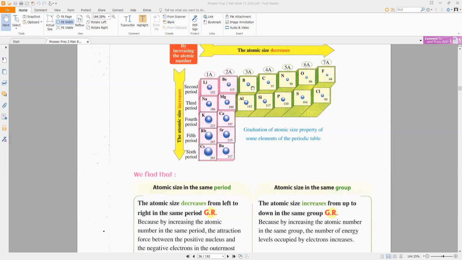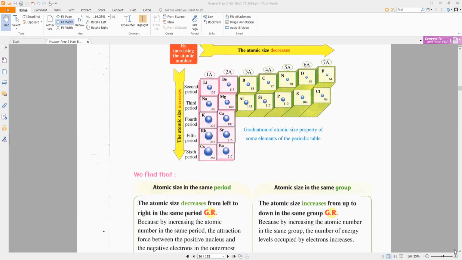About group, what happened to the size as we see? In the same group, the atomic size increases, opposite to the size in a period. The atomic size in a period decreases from left to right and increases in the same group from up to down. Like lithium is smaller in size than sodium, potassium is larger than sodium, rubidium and cesium are larger than rubidium. So the atomic size increases in the same group, but decreases in the same period.